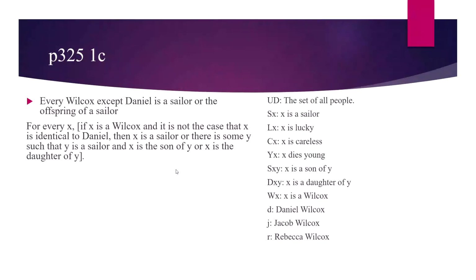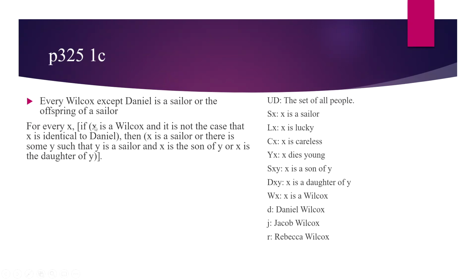So let's get rid of those italics and start adding in our parentheses, right? I've put brackets around everything that involves an x, right? We have x's all the way to the end, so we need brackets to put everything in the scope of this universal quantifier. Then I added in parentheses around the antecedent, right? We have our if then, so I have parentheses around x is a Wilcox and it's not the case that x is identical to Daniel, and parentheses around the whole consequent. But our consequent is long and a complex sentence itself, right? We have an or, we have an existential quantifier, we have an and we have another or. So we're not done with parentheses yet.